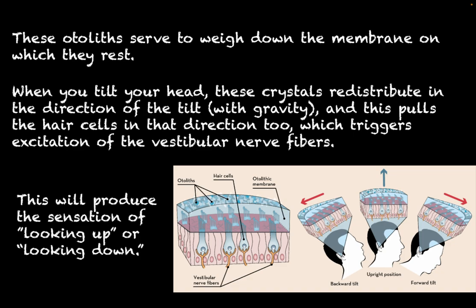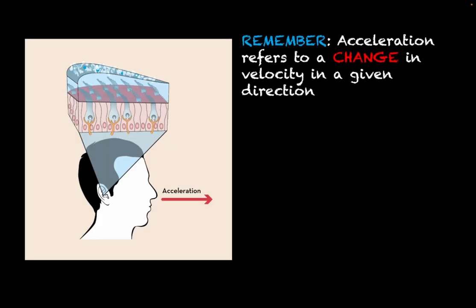So as you can put together here, this is going to produce the sensation of I'm looking up or I'm looking down. So these are linear accelerations, looking up and looking down and tilting your head forward and tilting your head back. And we use the utricle and the saccule and these otolithic organs for those sorts of sensations. But for rotational acceleration, turning your head and feeling your body turn in three-dimensional space, you're going to use the semicircular canals for that.